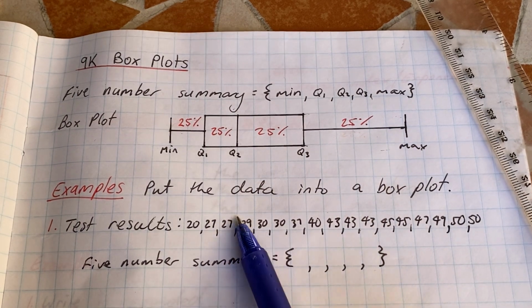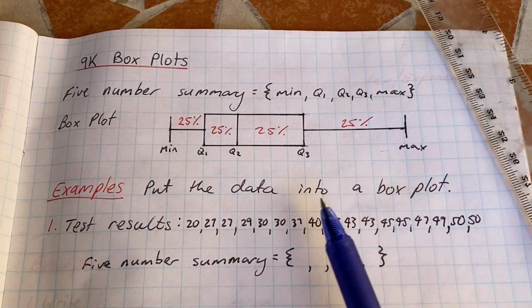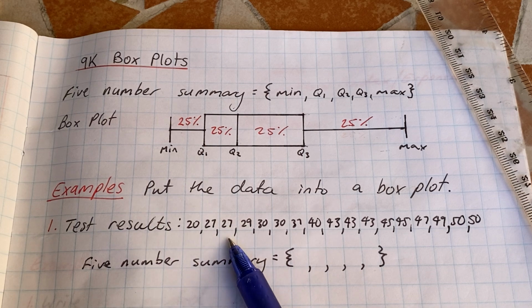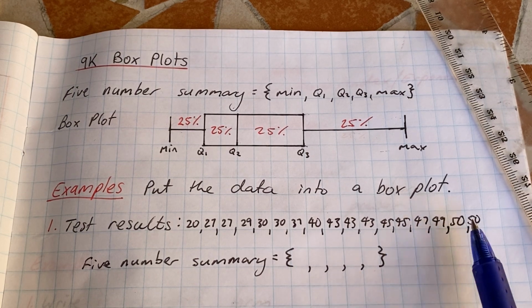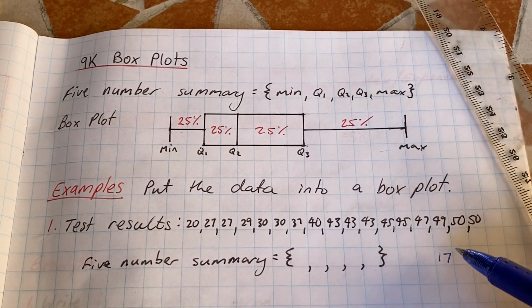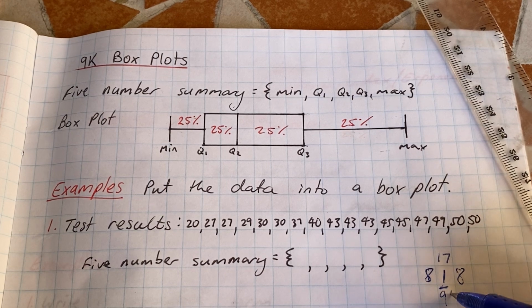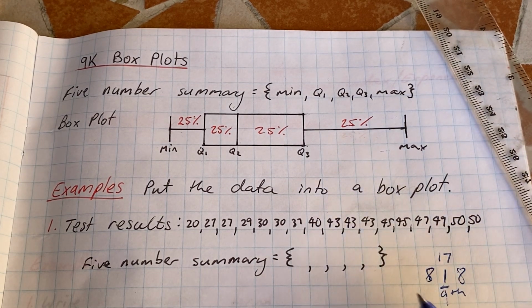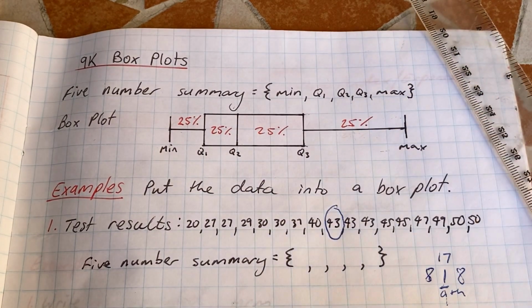So here's an example, here's some test results that we're going to put into a box plot. So we need to start by finding the 5-number summary. Now I always start from the middle and work my way out. So I need to count the number of scores. 1, 2, 3, 4, 5, 6, 7, 8, 9, 10, 11, 12, 13, 14, 15, 16, 17 scores. So if we split that into 2 groups, just go down 1 to 16, there'd be 8 in each group plus that one in the middle. So that 9th score, that's the median. So 1, 2, 3, 4, 5, 6, 7, 8, 9, that's our median.